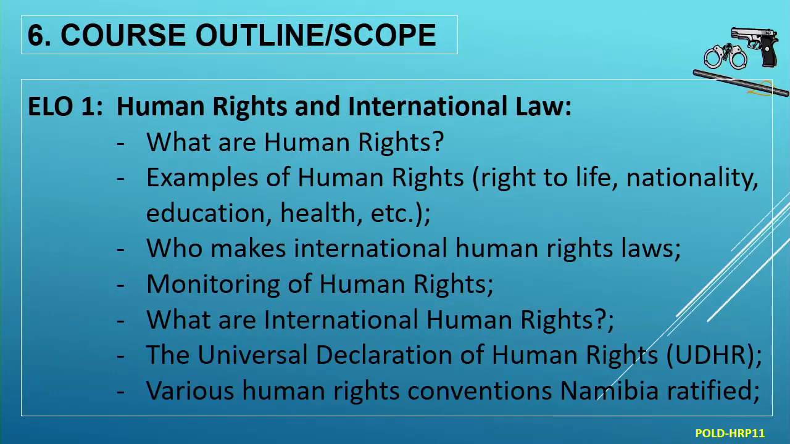Now, the course outline, the scope. Learning unit 1, number 1, Human Rights and International Law. What are human rights? You should know what human rights are, the description thereof, and examples of human rights, for example, right to life, nationality, education, health, etc. Who makes international human rights? Monitoring of human rights. What are the international human rights?